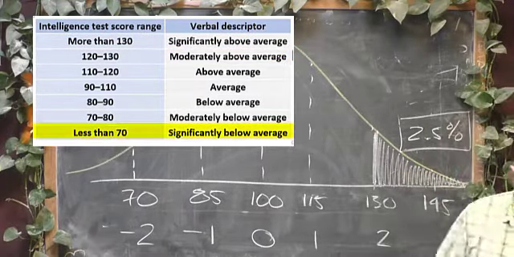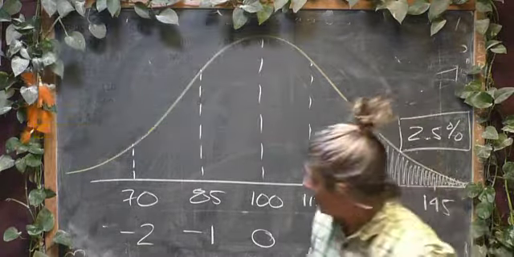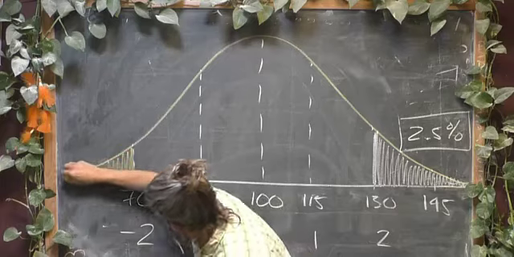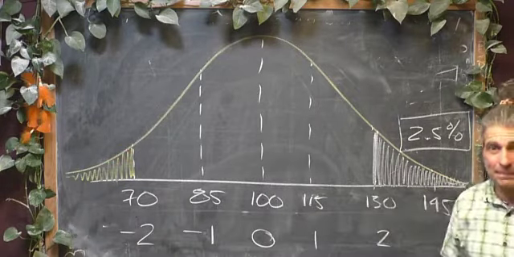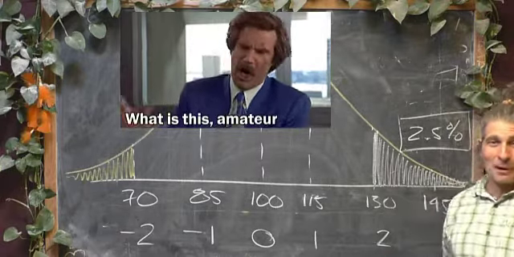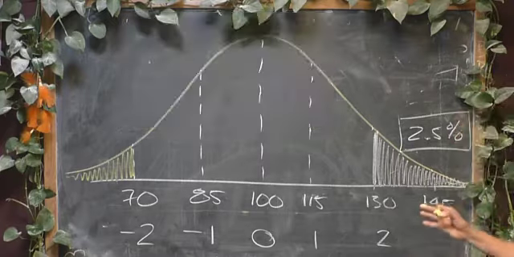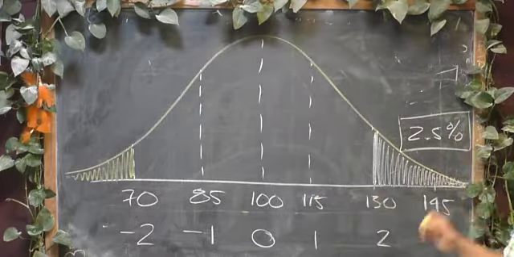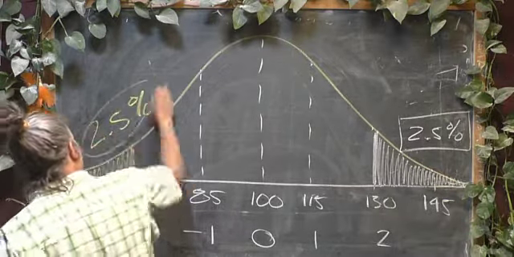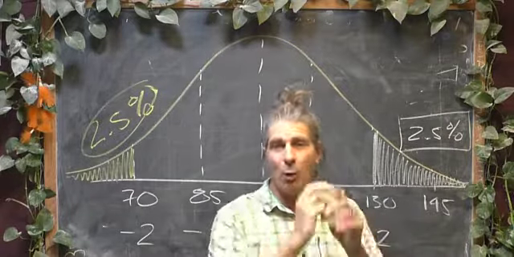Now, how about those that are significantly below average? I'm going to leave this one up here just for reference. Well, those are the ones that are less than 70. So that's these folks. Well, remember, this curve is symmetric, even though it doesn't look like I drew it that way, and I apologize. We're going to use computer technology here to draw us a perfect graph in a minute. So, yeah, that area has to be the same as this area. So that means there are 2.5% of people that are also considered significantly below average.